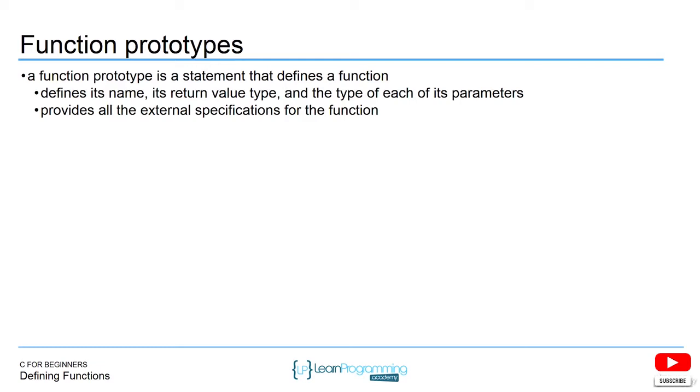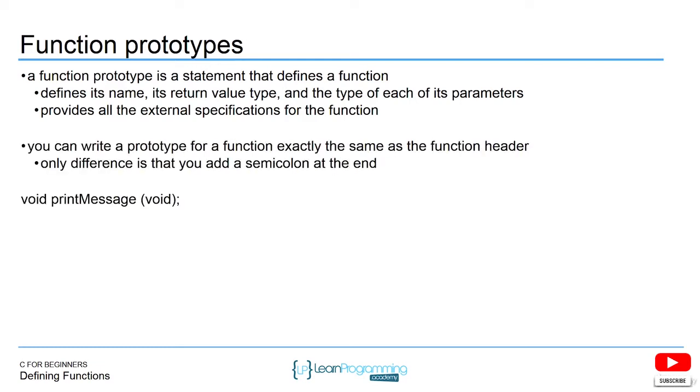It provides all the external specifications of the function. Mainly, you've also probably heard the term signature, function signature. That's what it is. It's specifying the data returned, the data that it takes, and everything about the function itself. You want to write a function prototype the same way as you write the function header. The only difference is that you put a semicolon at the end.